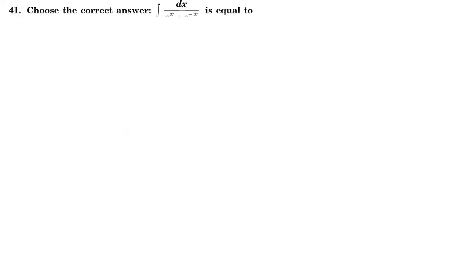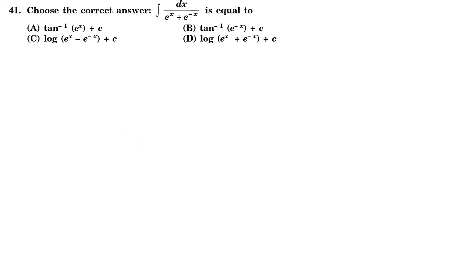Next we shall discuss question number 41, multiple choice question. Choose the correct answer. Integral dx by e raised to x plus e raised to minus x is equal to, there are 4 options, we need to choose which one is the correct option. First of all, let's take this one as I is equal to integral dx by e raised to x plus e raised to minus x.